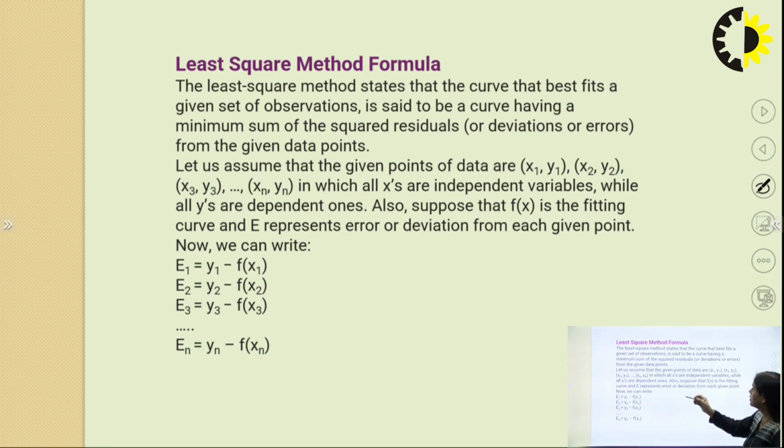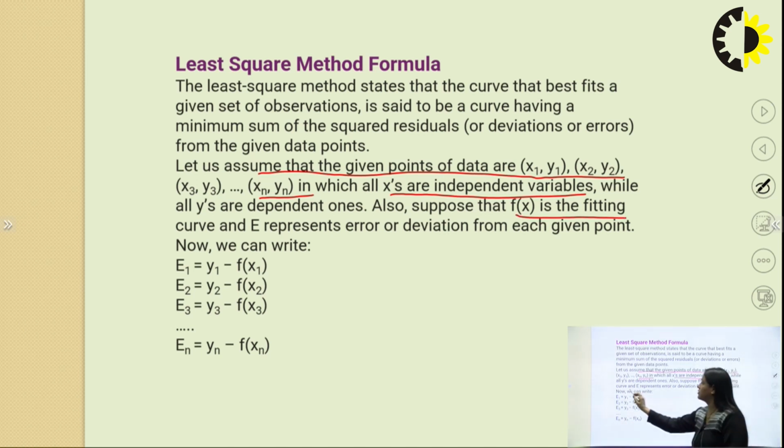Let us assume that the given data points are x1, y1, x2, y2, x3, y3, and xn, yn, in which all xi's are independent variables. So, obviously, all yi's are dependent ones. Also, suppose that f(x) is the fitting curve. It means that f(x) is the equation of the line.